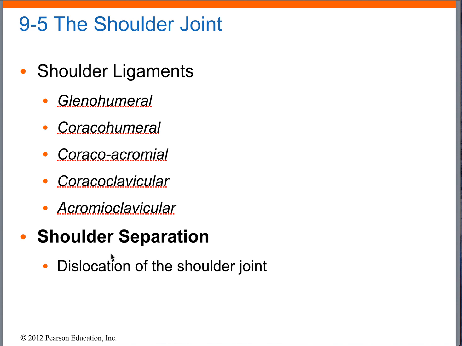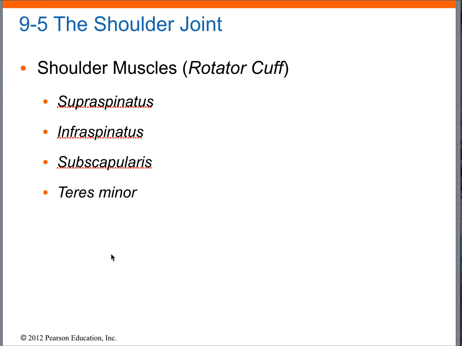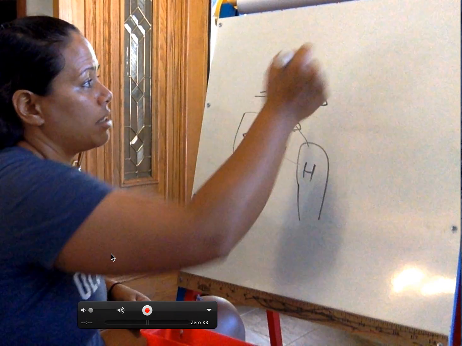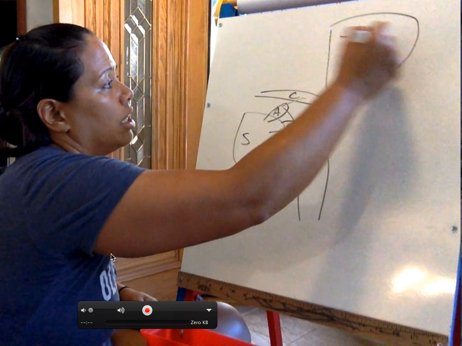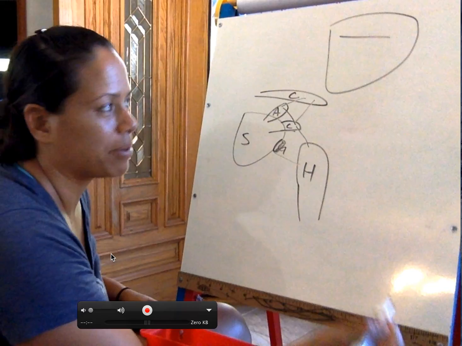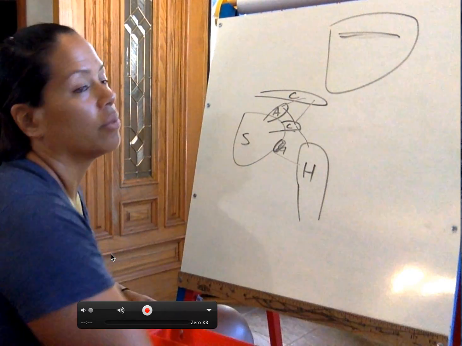Shoulder separation or dislocation. We said that the shoulder was more likely to dislocate compared to the femur and the hip joint. Ooh, SITS. We SITS. I love this one because if I have the scapula, not the scapula, the scapula, and I have a spine up right there.